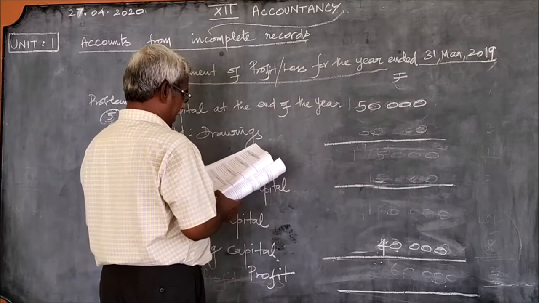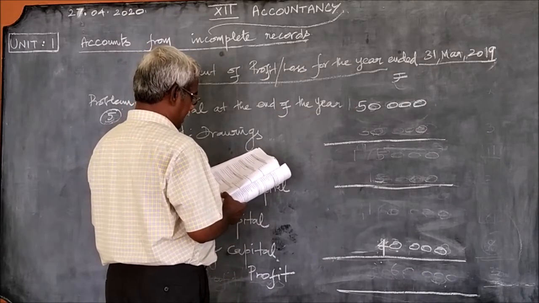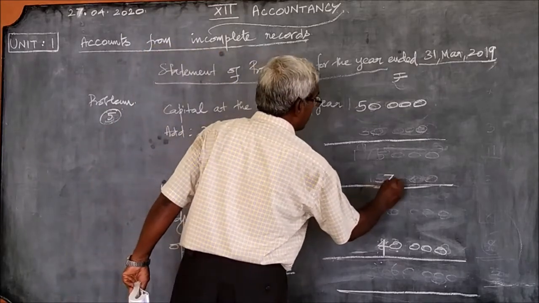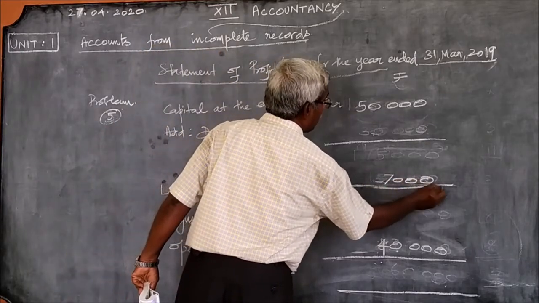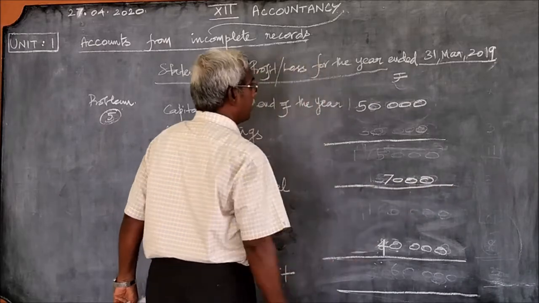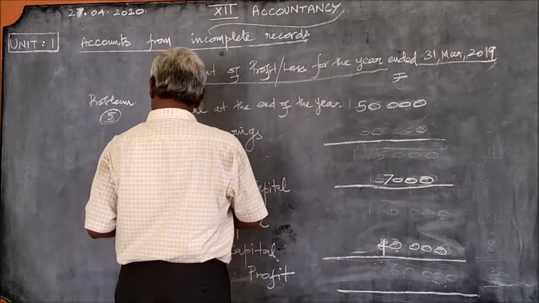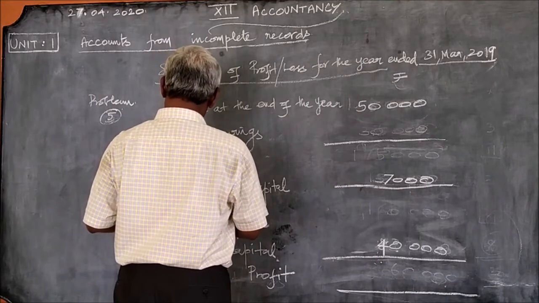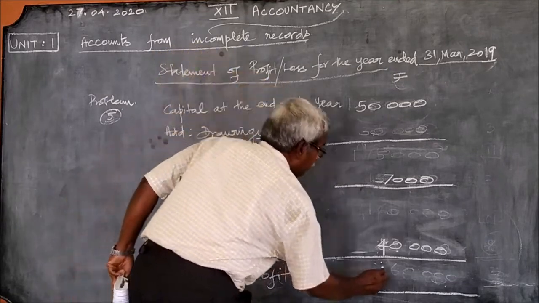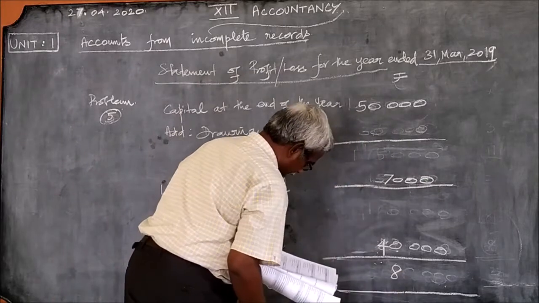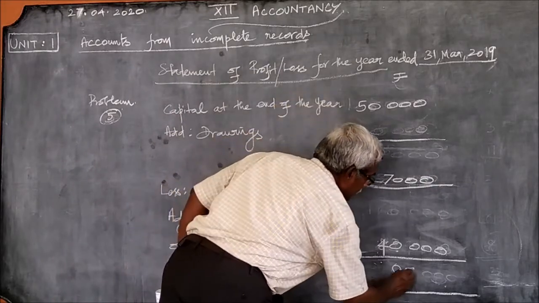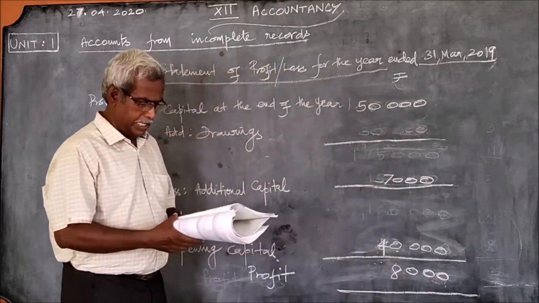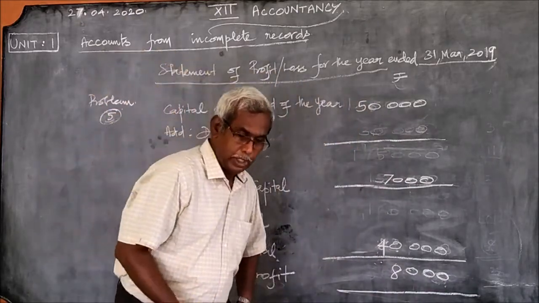Then, additional capital introduced during the year is 7,000. Then profit for the year is 8,000.